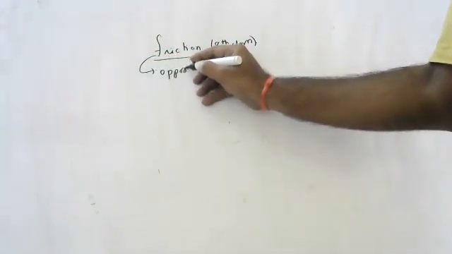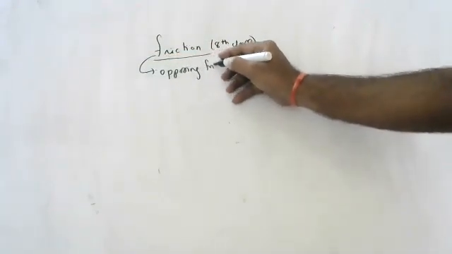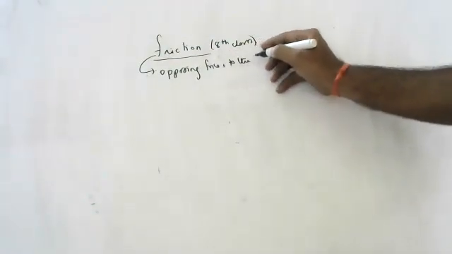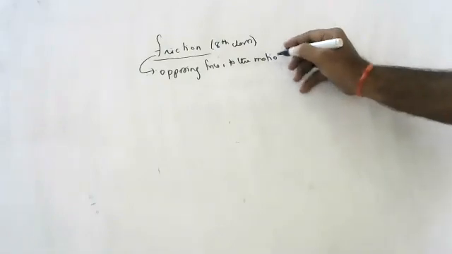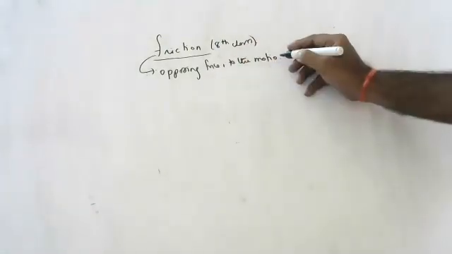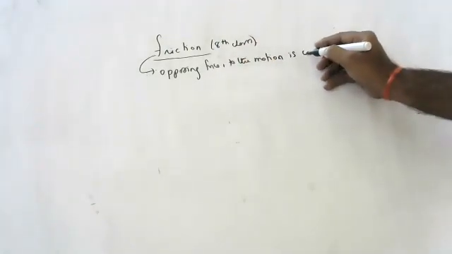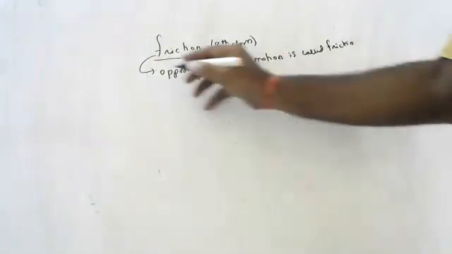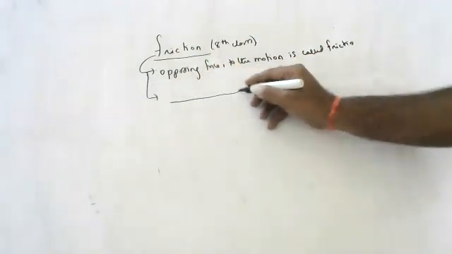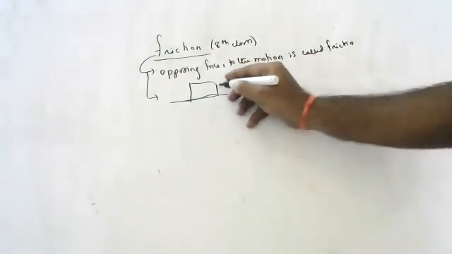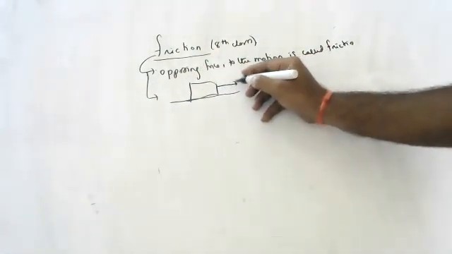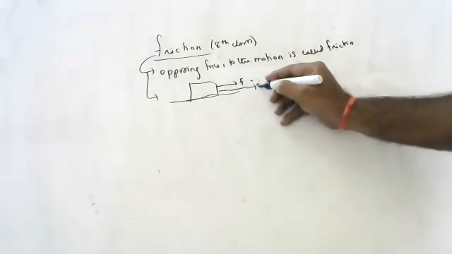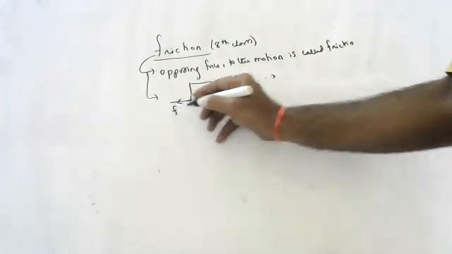The opposing force to the motion is called friction. It is also a force, children. Suppose you take a body and drag it, you are applying force this side, no children? So your body is also moving this side. But frictional force acts on the opposite side.